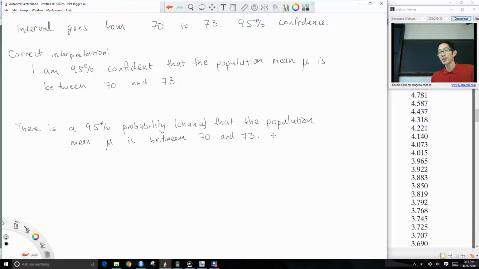What do we think? Is this statement correct or not correct? Okay, so some people are saying no, some people are saying yes. So if you say no, why are you saying no?